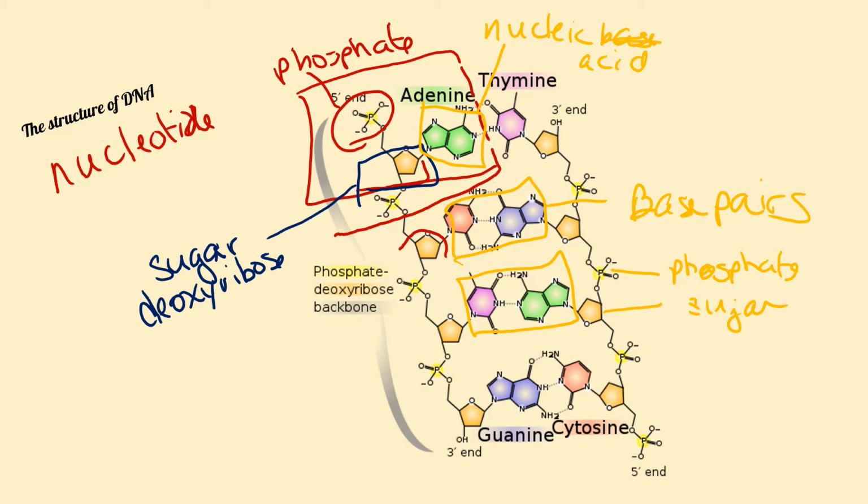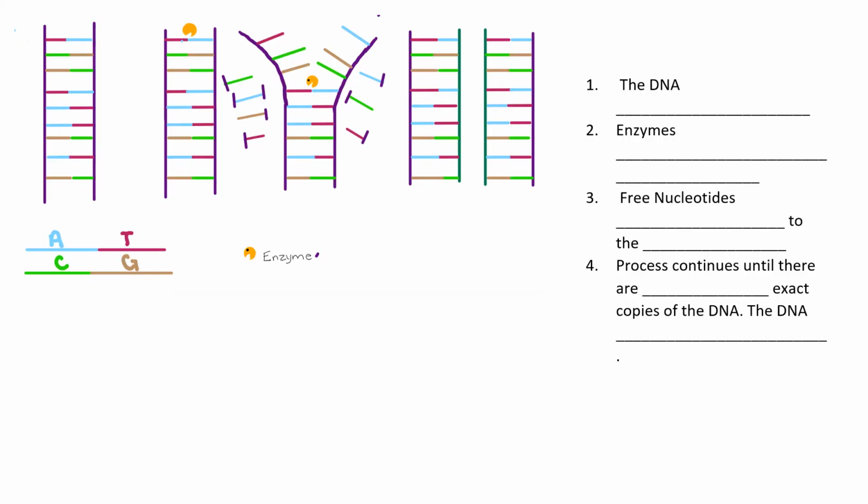And this is a hydrogen bond. Hydrogen bonds are strong chemical bonds between the two base pairs. Okay, so to look at the replication, in step 1, the DNA straightens out. It lengthens and straightens.